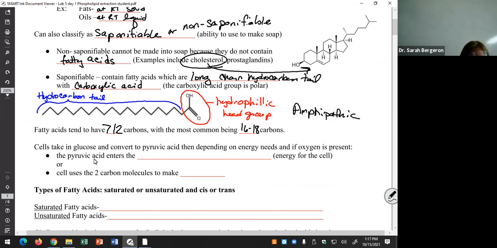Then pyruvic acid is going to enter the citrate cycle, citrate or Krebs, however you want to talk about that. I like saying the citrate cycle because it tells me some information about it instead of saying Krebs, because that's just a person's name and I don't believe in that. I hate that.